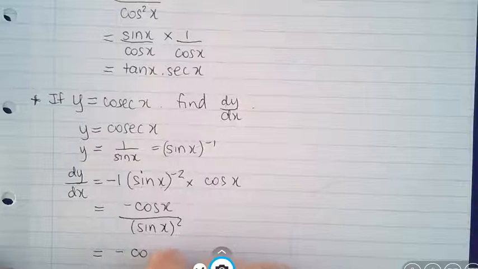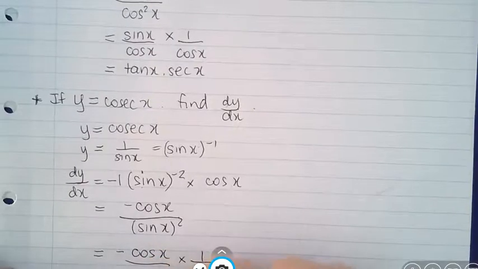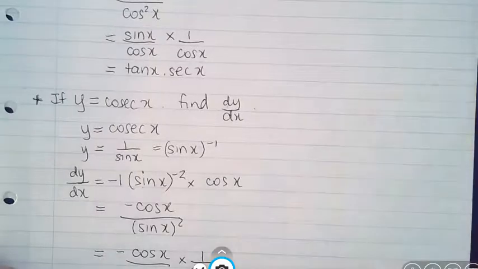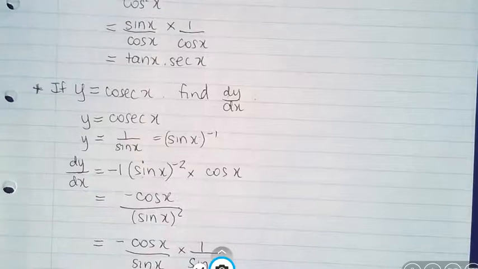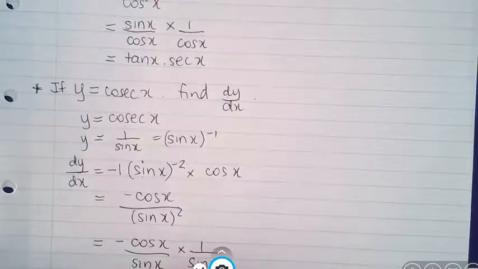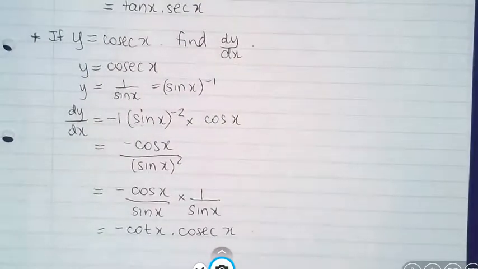Now, you can do what we did before. So I'm going to write it as negative cos x on one of the sine x's times another 1 on sine x. Are we okay with that? What's cos on sine? Because we know that sine on cos is tan. What's cos on sine? Cot. So it's negative cot x. And what's 1 on sine? Cosec, because the third letter of cosec is s. Okay? All right.